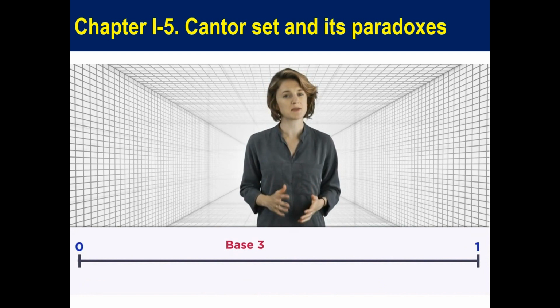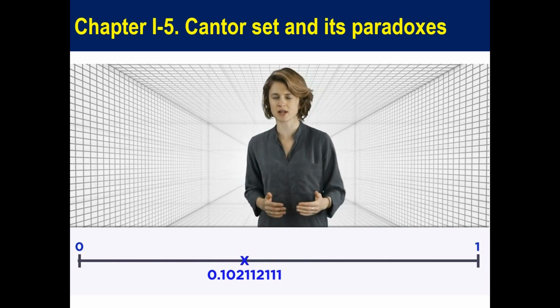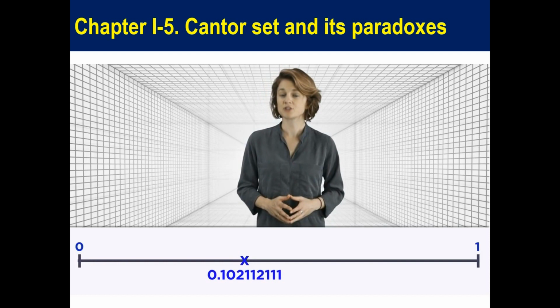The same point, labeled in base 3, is 0.10211211. That means it's 1 third plus 0 ninths plus 2 27ths plus 1 81st, and so on. Instead of powers of 10, the decimal places are powers of 3. But interpreting it as a recipe for how to zoom in still works.